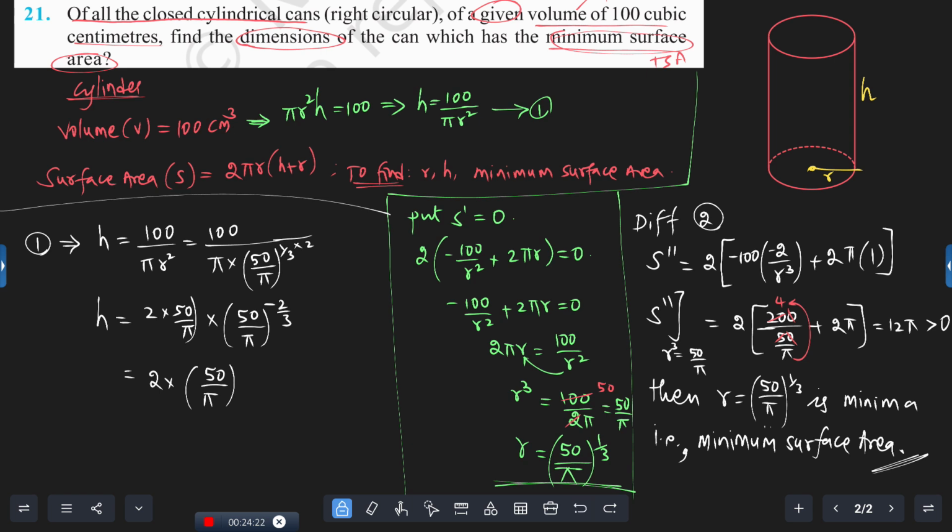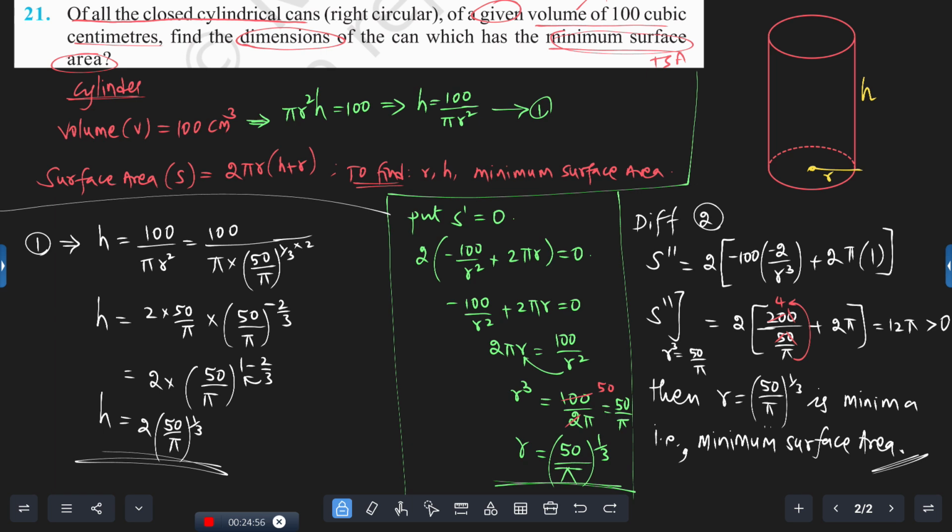So what can you write? 1 minus 2 by 3. The base is common, so you can subtract the powers. Now you simplify, what am I getting? 2 into 50 divided by pi. When you cross multiply, 3 minus 2 is 1, so again 1 by 3 you will be getting. Power 1 by 3. So this is the H value finally. Check the book back answer, H value and R value. R value is 50 by pi power 1 by 3. H value is 2 into 50 by pi whole power 1 by 3.